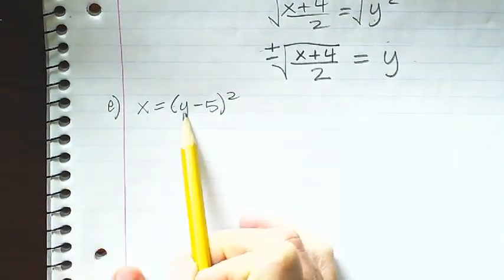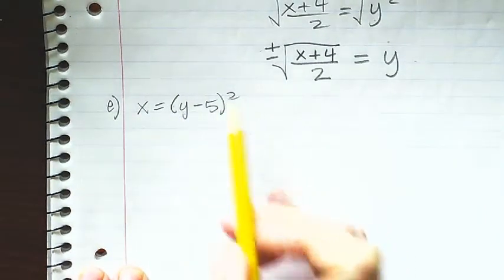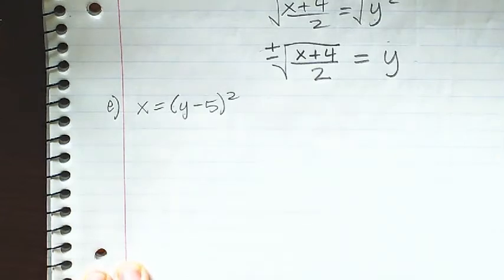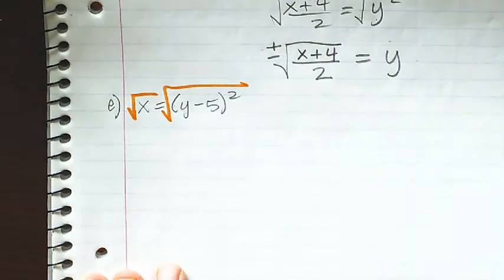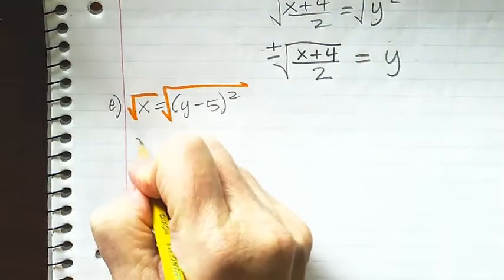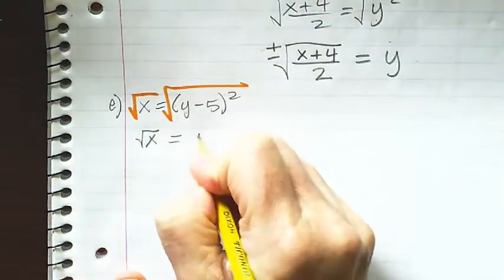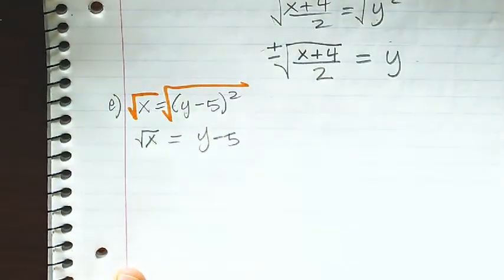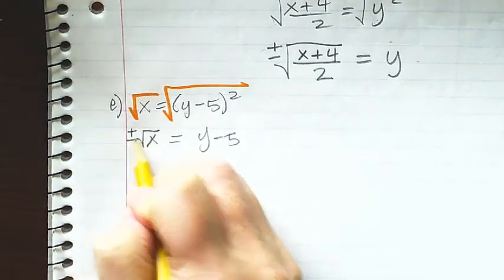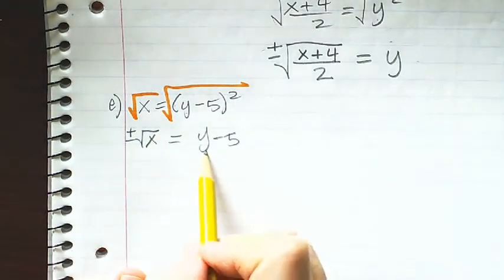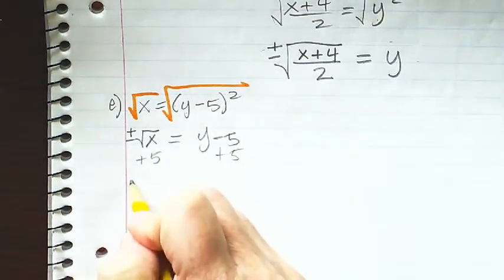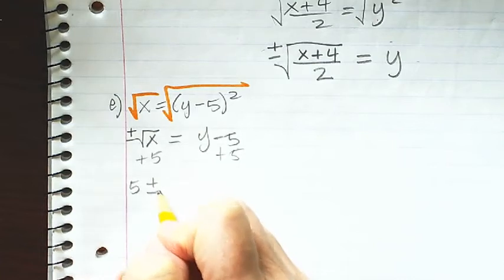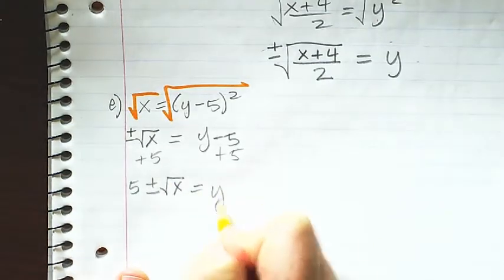Okay, let's get y by itself by going from the outside to the inside. So the square root of x equals y minus 5, and that's really plus or minus the square root of x equals y minus 5, and then just add 5 to both sides. So I'm going to put that 5 in front. So 5 plus or minus the square root of x.